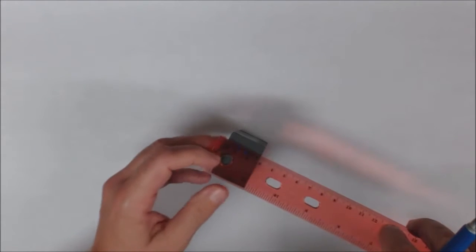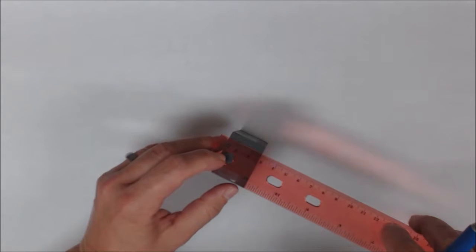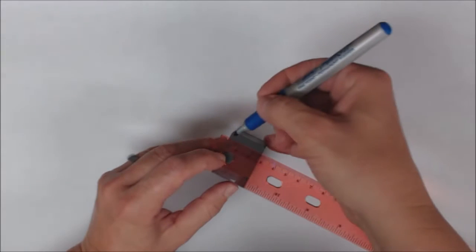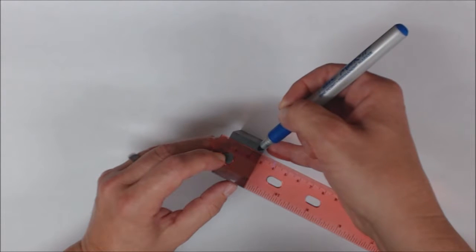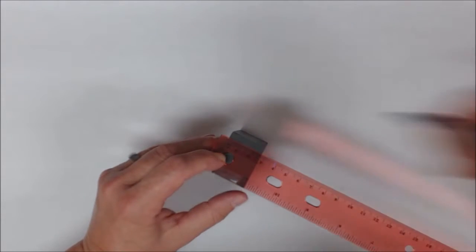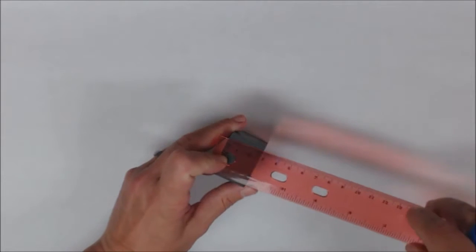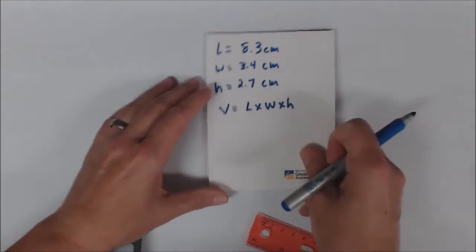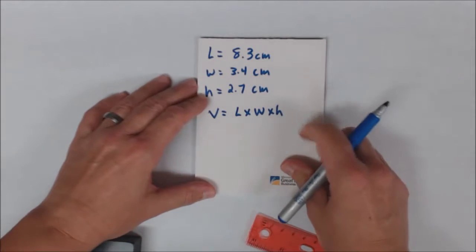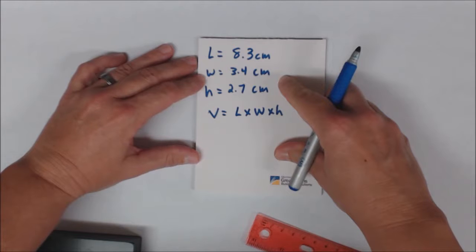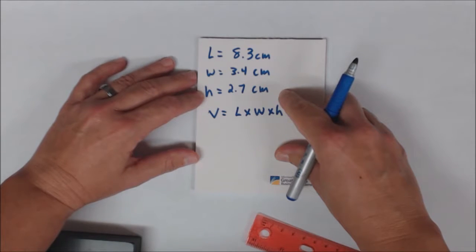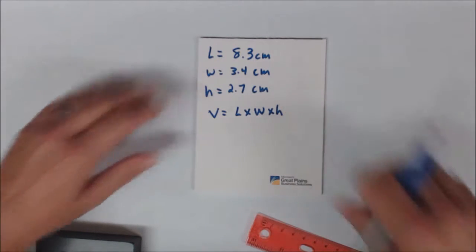Okay. And for my final dimension, I'm going to measure the height, which is this distance right here, the height of the block. Again, I'm going to line it up nice and easy. And this time I've got 1 centimeter, 2 centimeters, 2.7 centimeters is that final dimension. Okay, so let's take a look at what I have right now. I've measured the 3 sides of my block, and I had the length at 8.3 centimeters, the width at 3.4 centimeters, and the height at 2.7 centimeters.